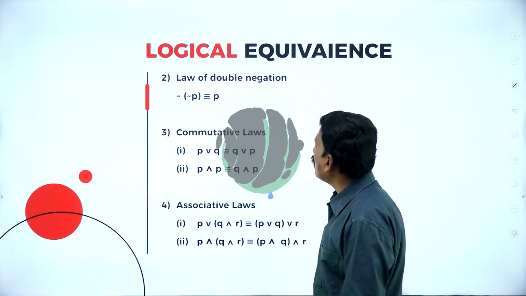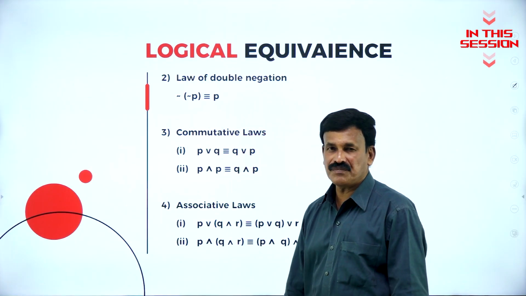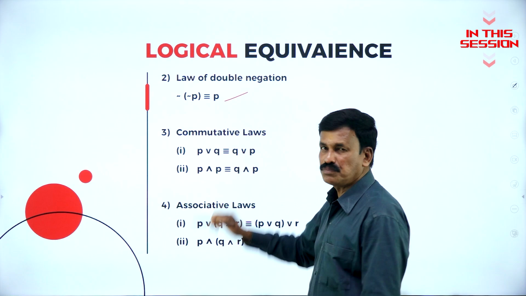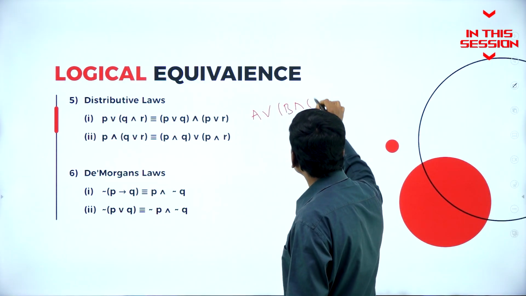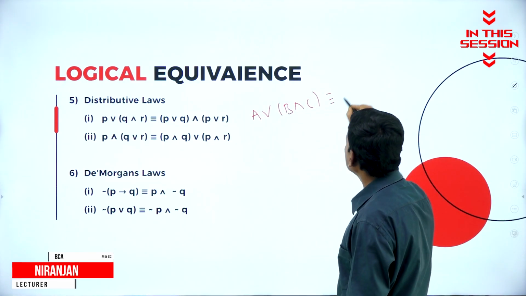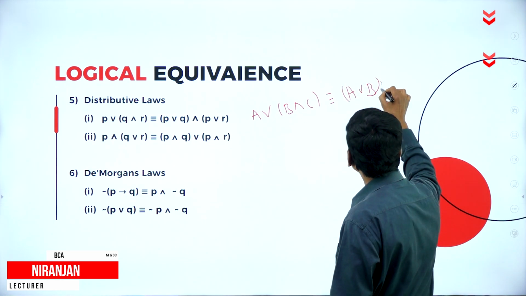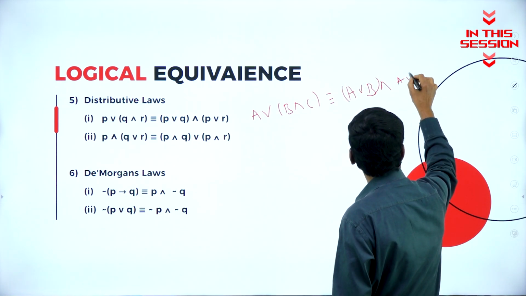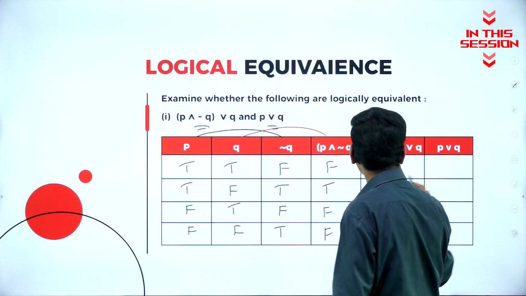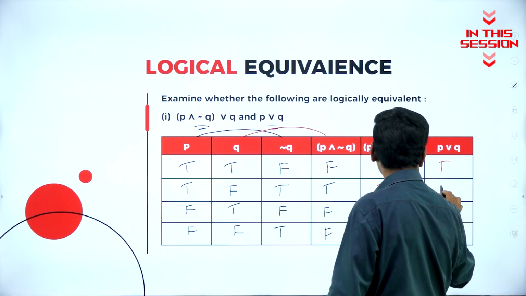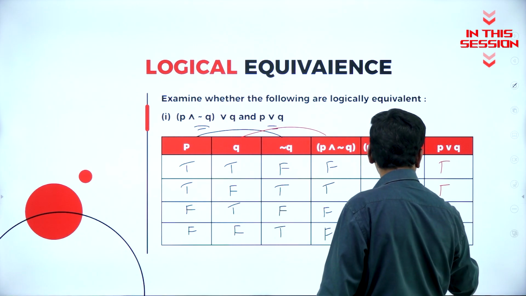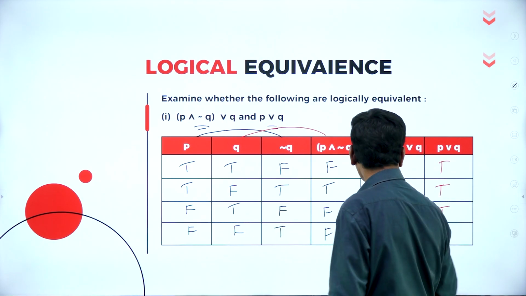The second one is law of double negation. Negation of a negation is logically equivalent to P. B conjunction C is logically equivalent to A disjunction B. A disjunction B conjunction A disjunction C. True and true is true. Again, true and false is also true. False and true is also true. Then false and false is false.